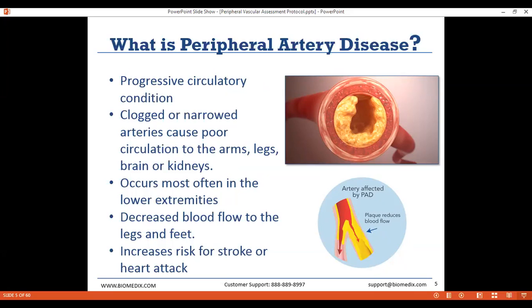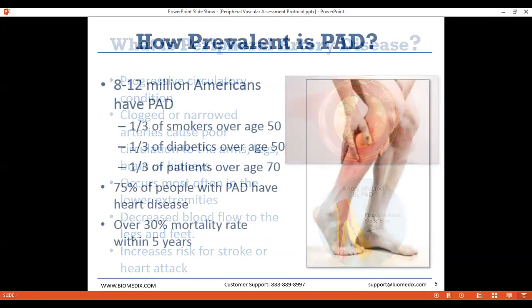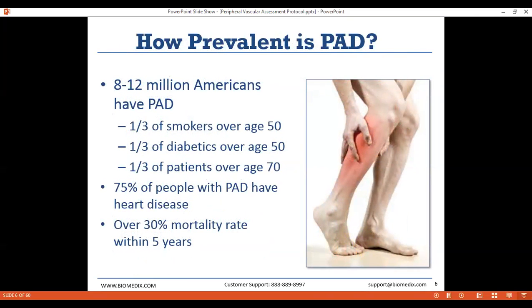Because of those clogged or narrowed arteries, blood flow to the feet and the ankles decreases, and it also increases your risk for heart attack or stroke. PAD is a very prevalent condition that affects between 8 and 12 million Americans. However, the incidence rate isn't evenly spread over the population. If you think about 8 to 12 million Americans in the context of 330 million Americans or so, about 3 or 4% have PAD.